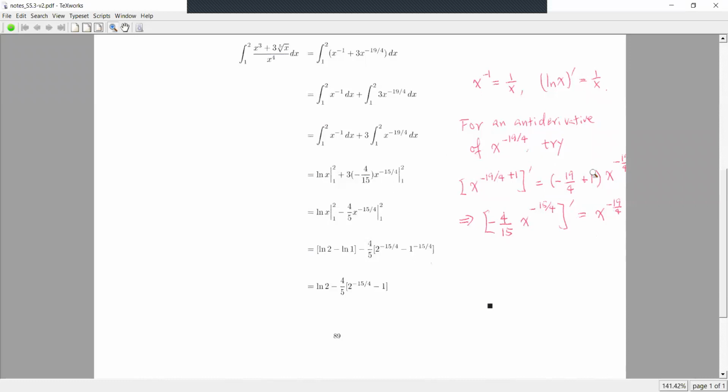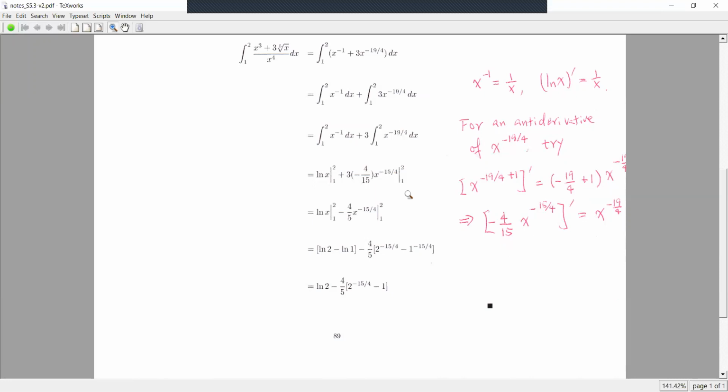Now move this number to the left side, then we get negative 4 over 15. Then we get this equation. This function's derivative is this function, so this function is an antiderivative of this function. Now we have an antiderivative for this one. Then by the formula, this integral is the antiderivative, then plug in 1, plug in 2.